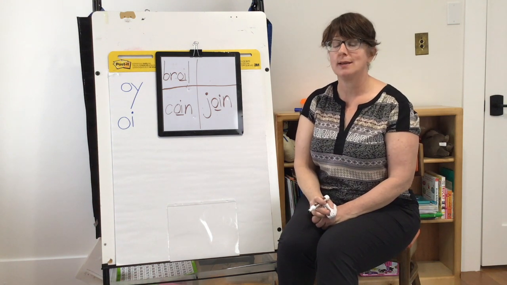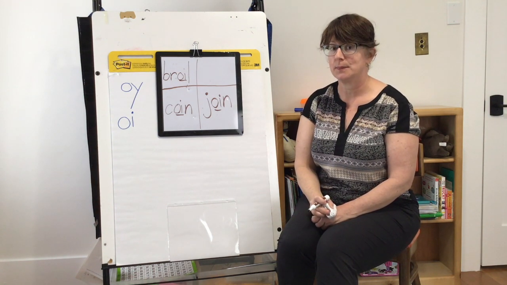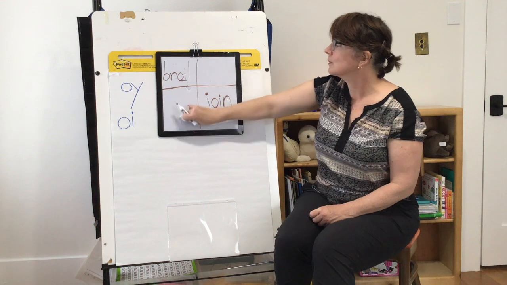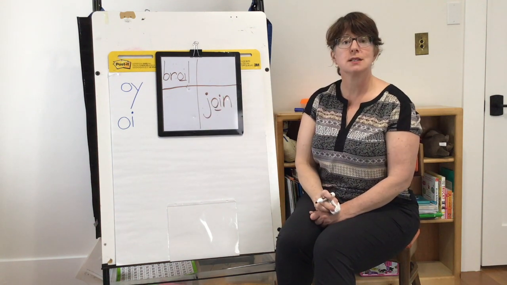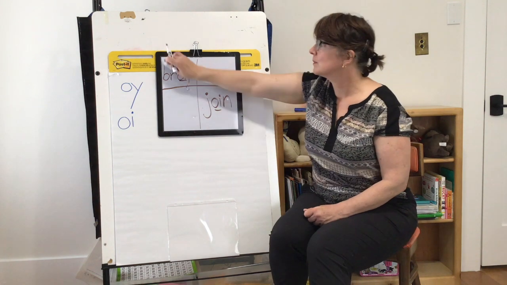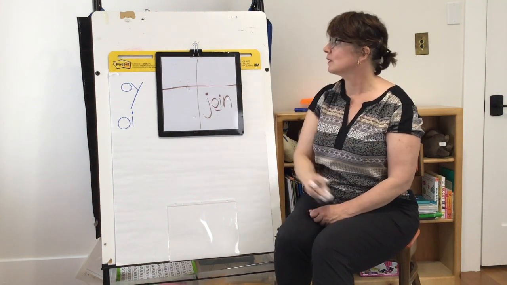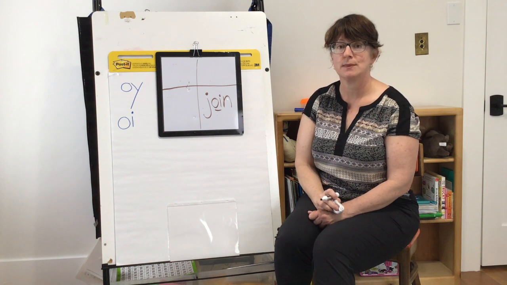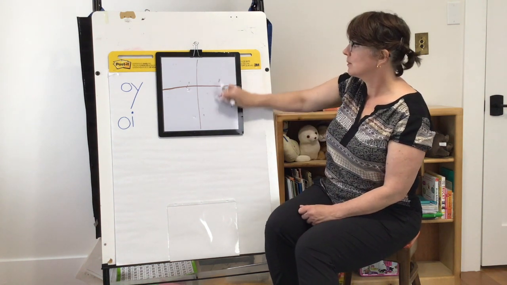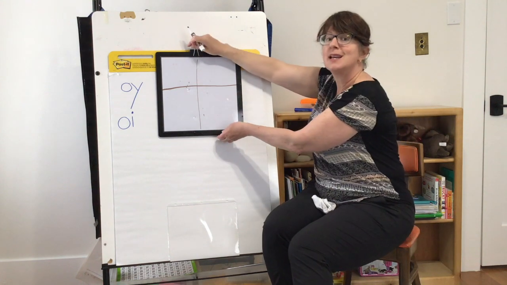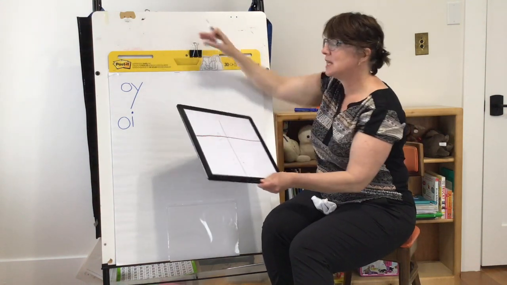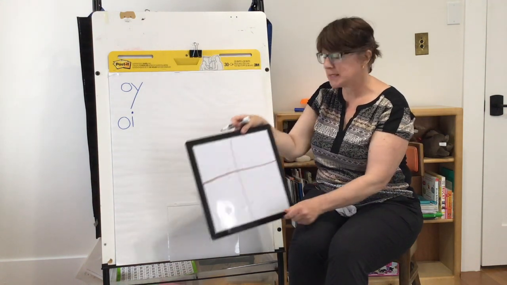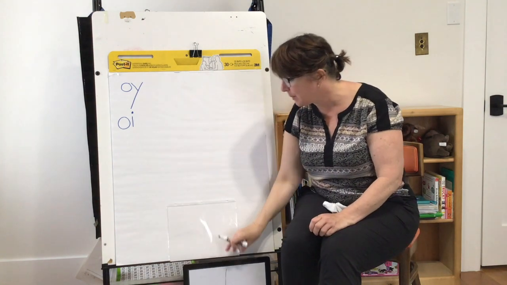Find coin and erase it. Find broil and erase it. Find join and erase it. Great. Now what we're going to do, you can stay on your whiteboard. I just don't have space on mine, or you can find another piece of paper.